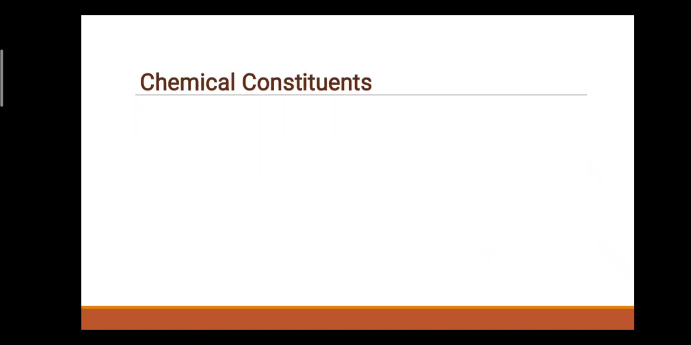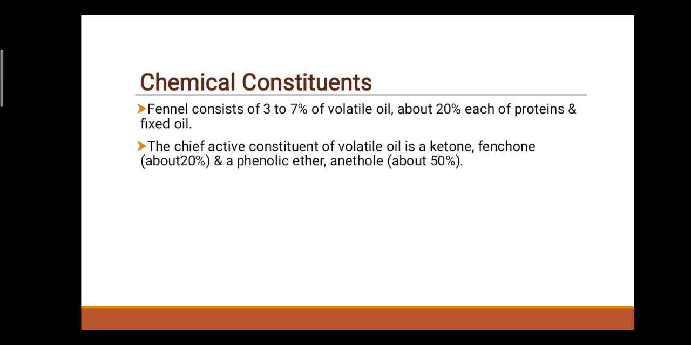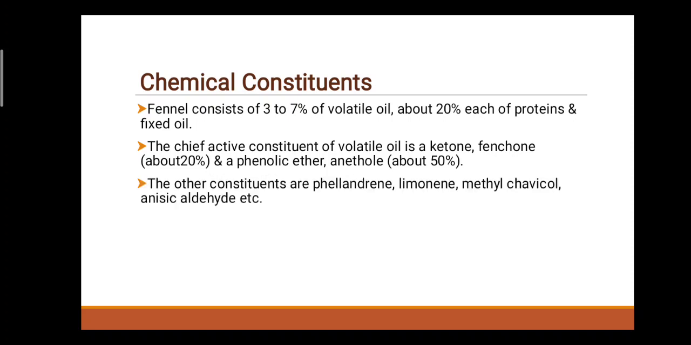Chemical constituents. Fennel consists of 3 to 7% of volatile oil, about 20% each of proteins and fixed oils. The chief active constituents of volatile oil are a ketone, fenchone, about 20%, and a phenolic ether, anethole, about 50%. The other constituents are phellandrene, limonene, methyl chavicol, anisaldehyde, etc.